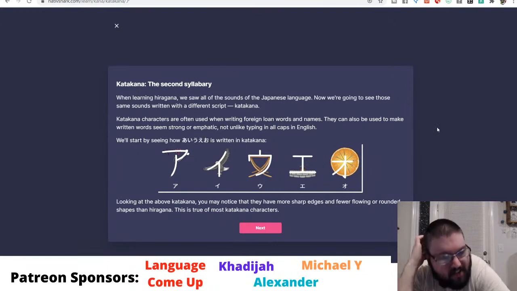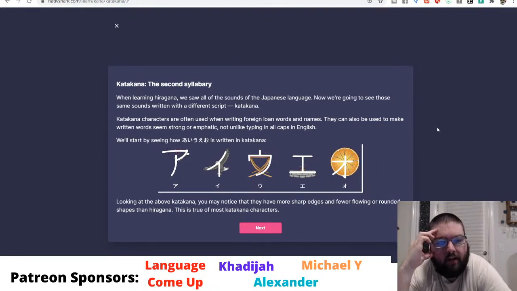Katakana, the second syllabary. When learning hiragana, we saw all the sounds of the Japanese language. Now we're going to see those same sounds written in a different script called katakana. Katakana characters are often used when writing foreign loanwords and names. They can also be used to make written words seem strong or emphatic, not unlike typing in all caps in English. We'll start by seeing how a, i, u, e, o is written in katakana.